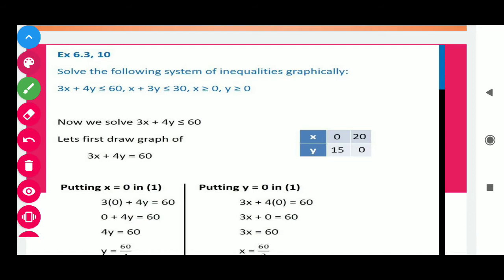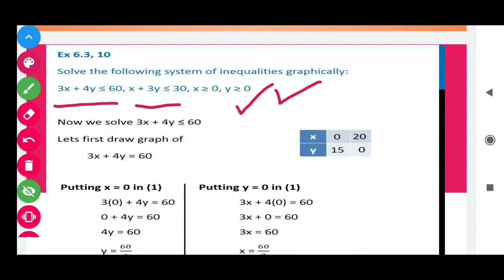Here we have question number 10. Solve the following system of inequalities graphically. And here we have the inequalities 3x plus 4y less than equals to 60, x plus 3y less than equals to 30, and x is greater than equal to 0, y is greater than equal to 0. So students, let's start the solution.